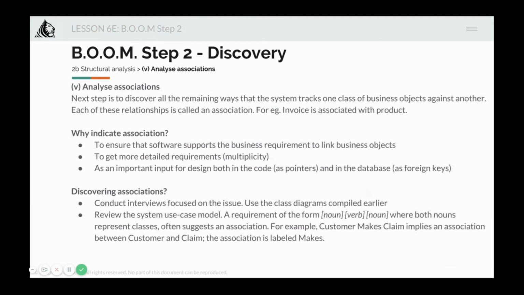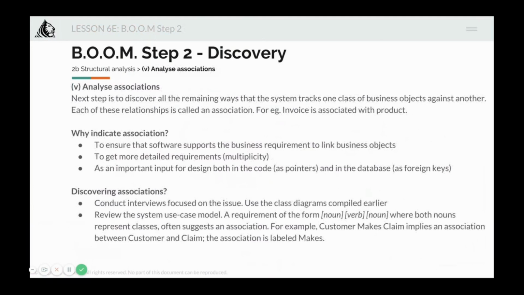If you miss out on these associations, then the software might be built without the real or the proper linkages. Secondly, the modeling of associations is a necessary preliminary step towards getting more detailed requirements, which is known as multiplicities, which we are covering in a separate slide. Finally, associations are an important input for design. In the design phase, associations are implemented both in the code as pointers and in the database as foreign keys, right?